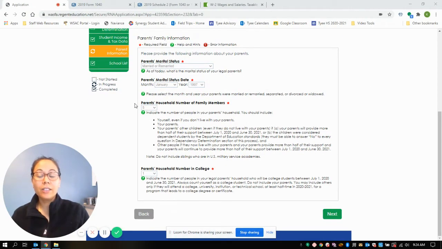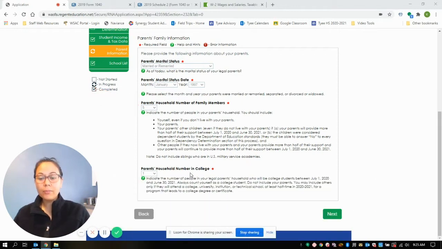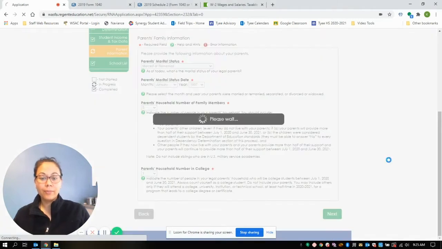And then you're going to see parents' household number of family members. So you're going to include yourself in that number, as well as your parents and any other people living in that house that your parents provide more than half of support for. And then the last question is asking how many in that household will be in college in the next year. So it'll be one for you, and then anyone else you can include in that number as well.